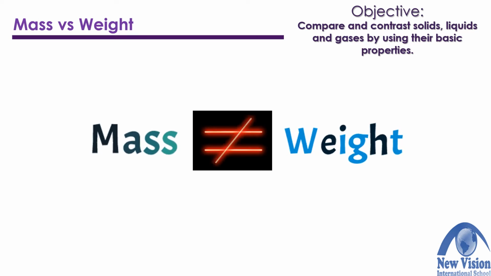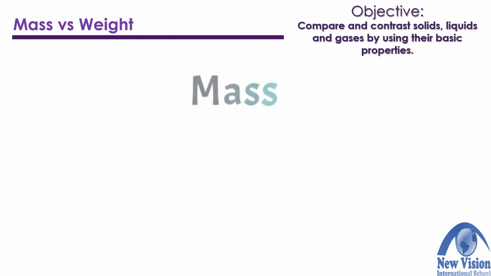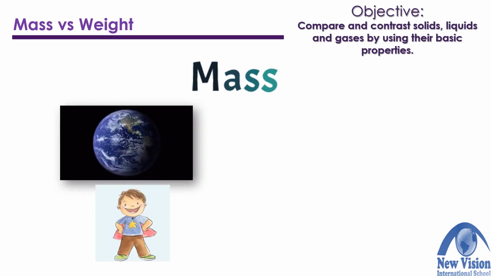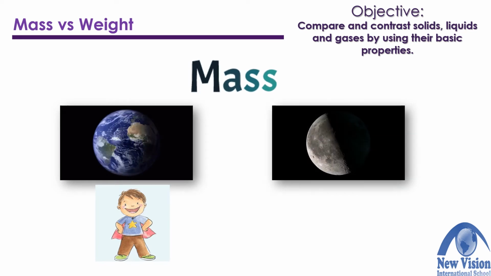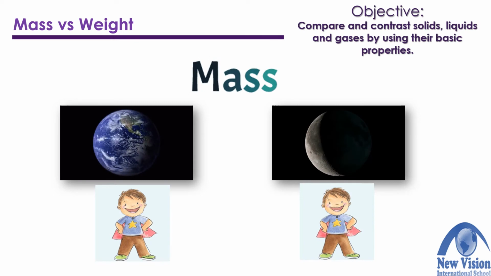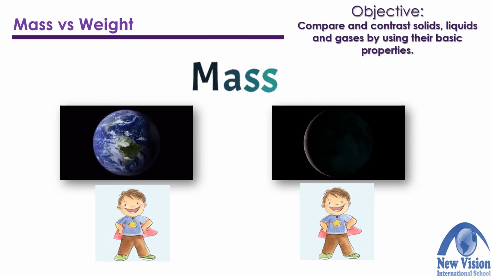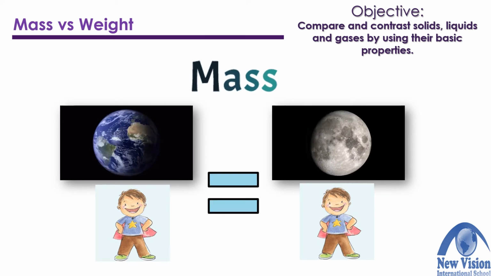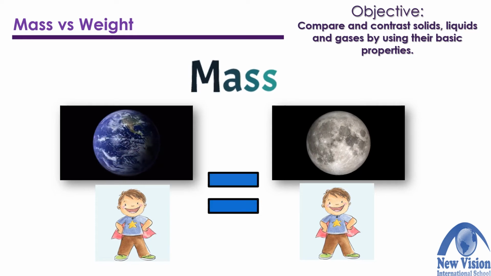Weight depends on gravity. Suppose you step on a weighing scale and your mass measures 36 kilograms. Your mass on Earth is 36 kilograms. When you go to the moon, your mass would be 36 kilograms. Your mass on Earth is the same as your mass on the moon.